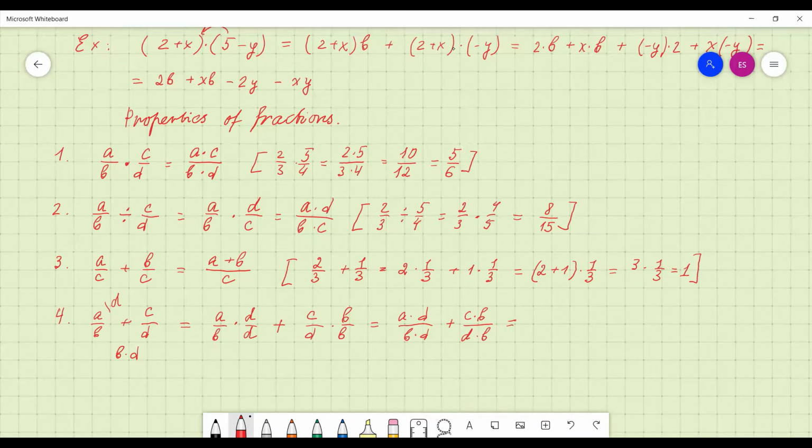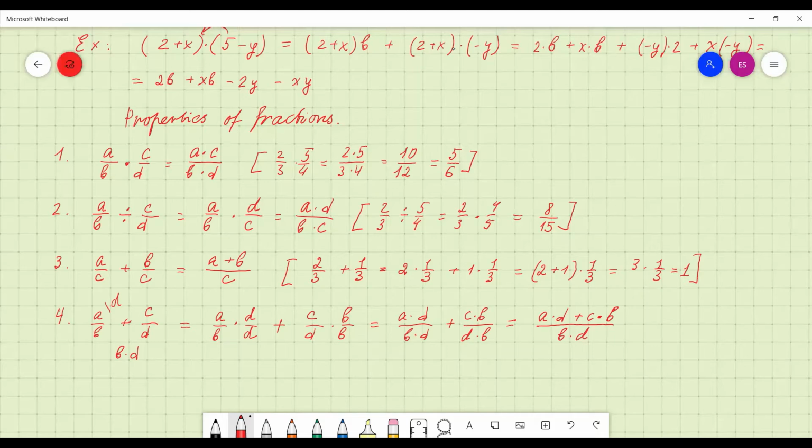So b multiplied by d, d multiplied by b, same denominator. I can use rule number 3 and just add numerators: a multiplied by d plus c multiplied by b. And the same denominator, well, we remember that b multiplied by d and d multiplied by b is the same. So I'm just going to write it down as b multiplied by d.